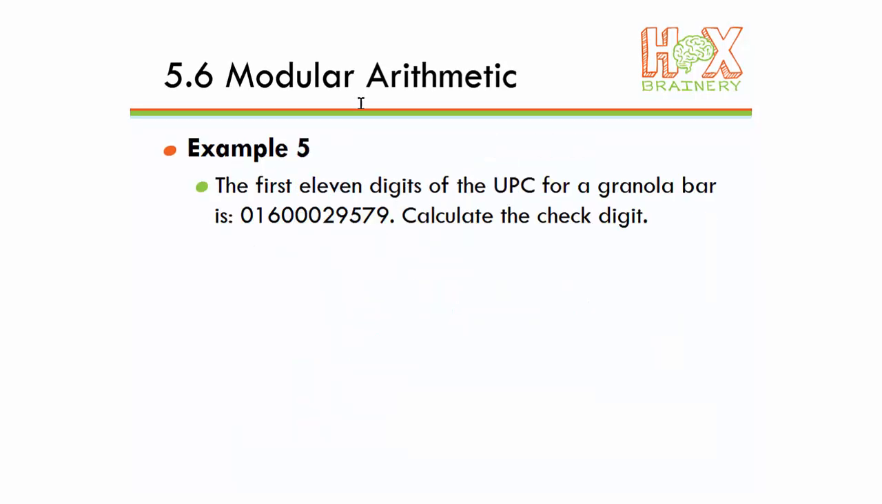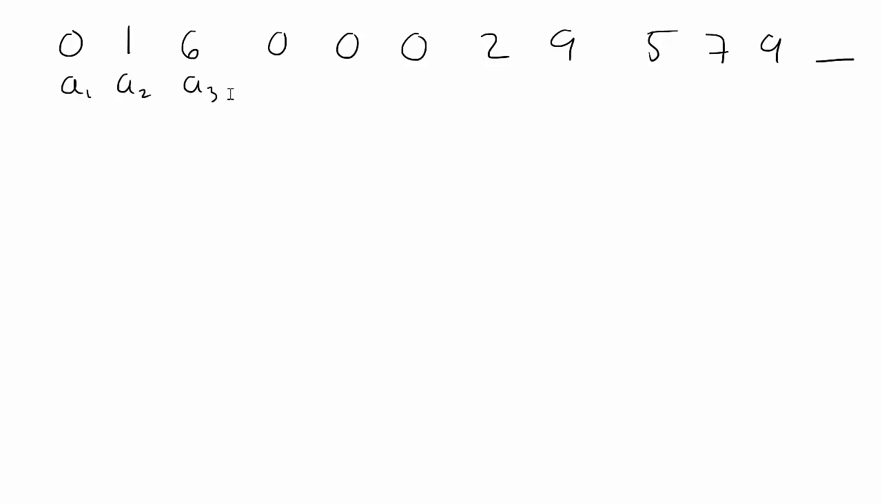All right, so for example 5, the first 11 digits of the UPC for a granola bar are this here. I think the granola bar I was using was the Nature Valley one. Then we're going to calculate the check digit. We have 0, 1, 6, 0, 0, 0, 2, 9, 5, 7, 9, and then your check digit. So this is like A sub 1, A sub 2, A sub 3, A sub 4, A sub 5, 6, 7, 8, 9, 10, 11, and then 12. That's where your check digit is.